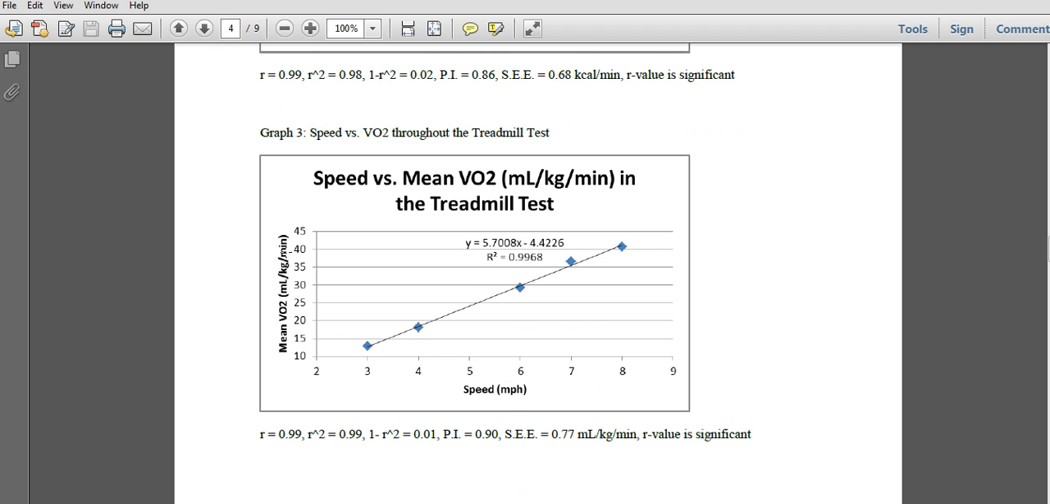Mean VO2 that we have from our Excel sheet, and we also put in a table up above. The speed, we have that in our table up above. So it's, again, simple. One column for VO2, one column for speed. Plot the graph and do your stuff.